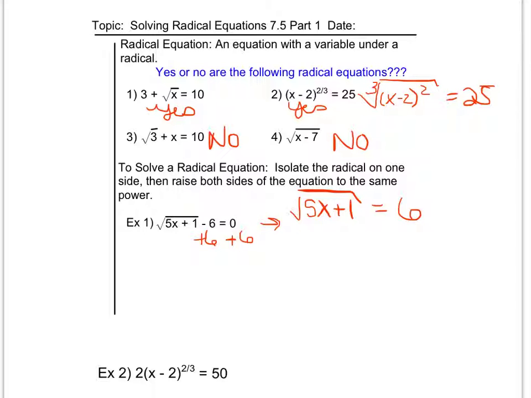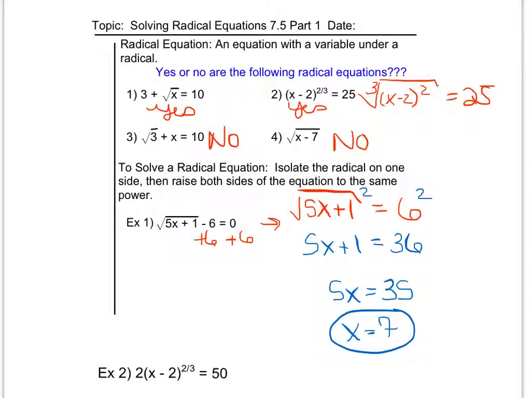From here, I want to raise both sides of the equation to some power. I choose my power based on what it's going to take to get rid of my radical. Since this is a square root, which technically has an index of 2, in order to get rid of a square root, I will square it. I square both sides. We'll notice that my radical and my square cancel each other out. So they cancel on the left, giving me 5x plus 1 equals 6 squared, which is 36. Now I have a basic linear equation to solve. I can subtract 1, giving me 5x equals 35. I can divide by 5, giving me x equals 7.